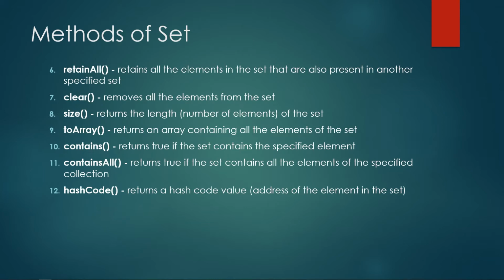We have a contains method, which returns true if the set contains a specified element, and a containsAll method, which returns true if the set contains all the elements of the specified collection. Lastly, we have a hashCode method, which returns a hash code value, which is the address of the element in the set.